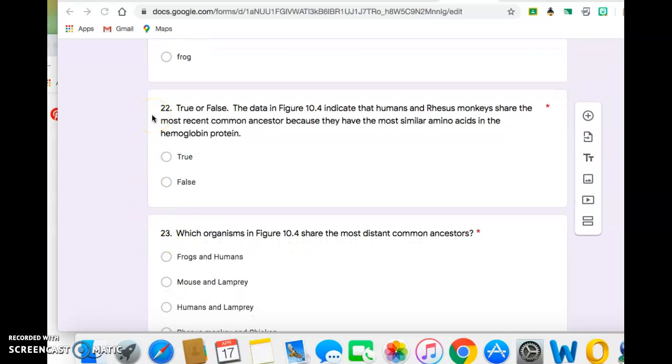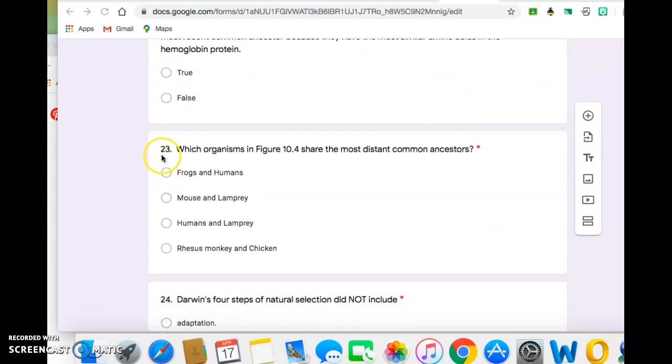Number 22. True or false? The data in Figure 10.4 indicate that humans and rhesus monkey share the most recent common ancestor because they have the most similar amino acids in the hemoglobin protein. True or false? Number 23. Which organisms in Figure 10.4 share the most distant common ancestors? Frogs and humans, mouse and lamprey, humans and lamprey, or rhesus monkey and chicken?